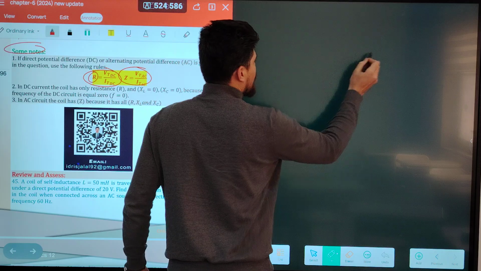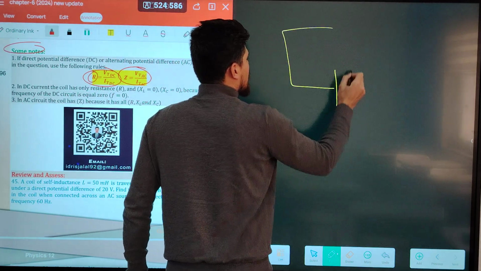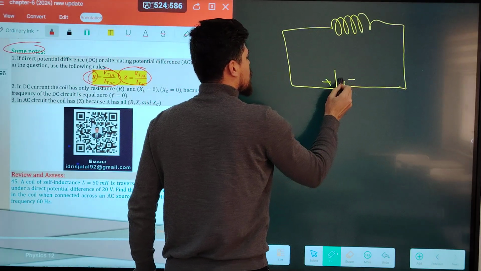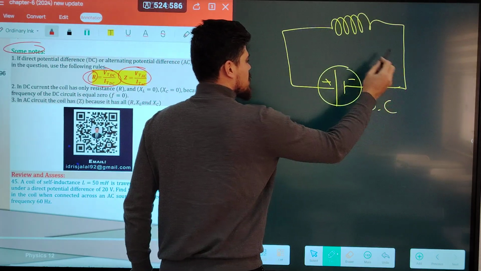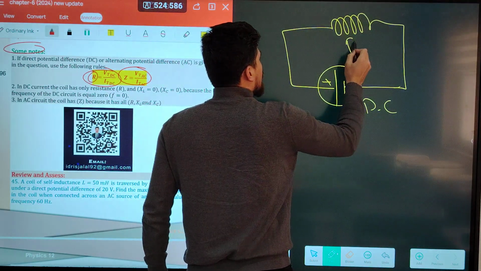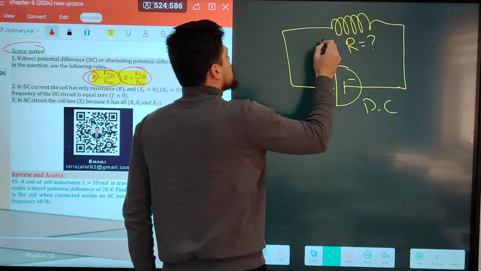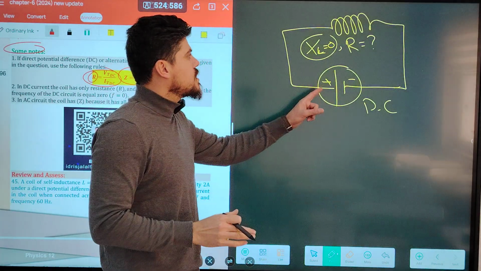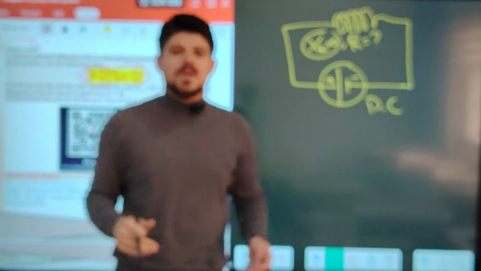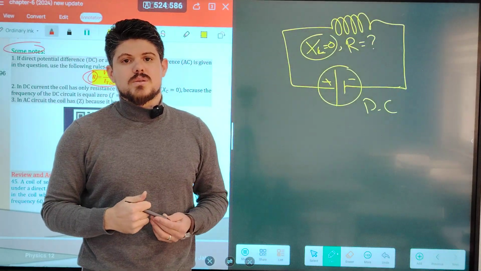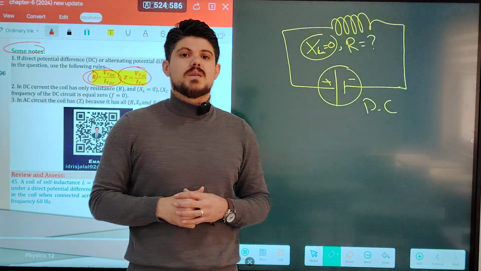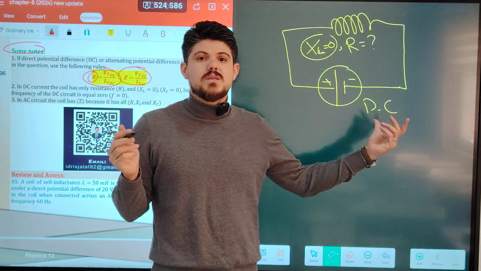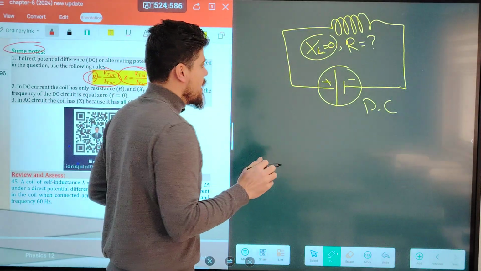Guys, if you remember, if you have a coil, this is the coil, and the source is DC. This is a DC source. In a DC source, we only have resistance, but we don't have XL. Be careful: XL in a DC source is equal to 0. The total impedance only exists with the AC source, because impedance resists the change in the current. We don't have changing current in a DC source, so that is why we don't have XL.